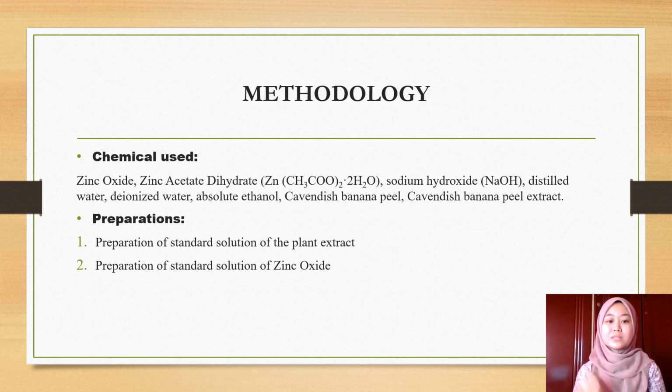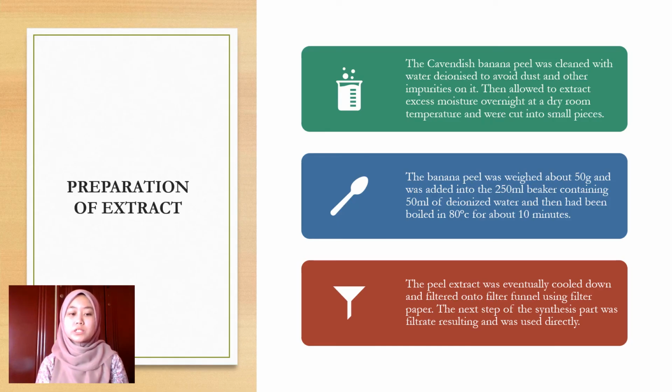The chemicals used were zinc oxide, zinc acetate dihydrate, sodium hydroxide, distilled water, deionized water, absolute ethanol, Cavendish banana peel, and Cavendish banana peel extract. For the preparation of the extract, firstly, the Cavendish banana peel was cleaned with deionized water to remove dust and then dried overnight at room temperature and cut into small pieces. After that, weigh about 50 grams of banana peel and add it into a beaker containing 50 milliliters of deionized water and boil at 80 degrees Celsius for 30 minutes. Lastly, the peel extract is filtered using filter paper.